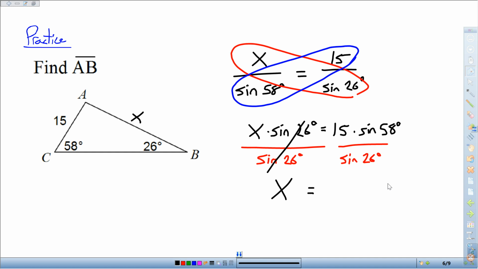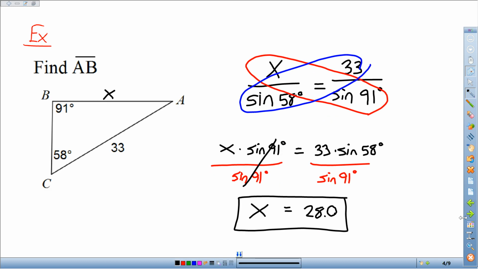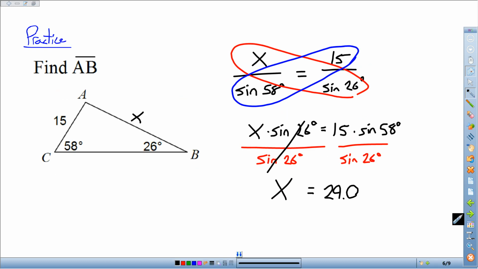15 times sine 58, close parentheses, divided by sine 26. If you're doing this correctly, you should be getting 29.01. So that means that 0 doesn't round up, so 29.0. All right, by the way, we're getting a lot of point zeros on these problems. That's just a coincidence. That does not always happen. That's just the way these problems were made to work out.